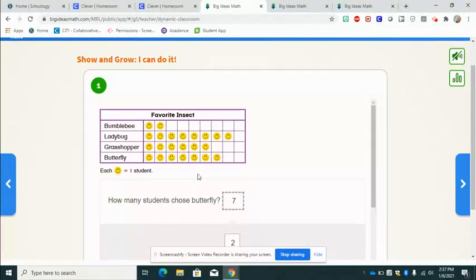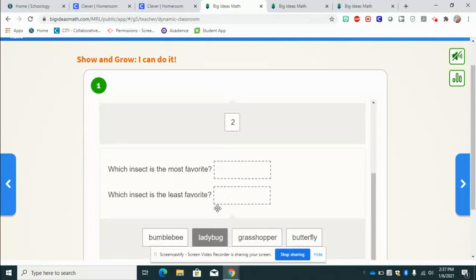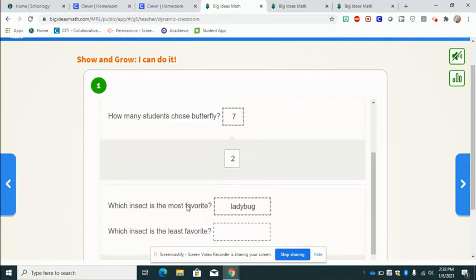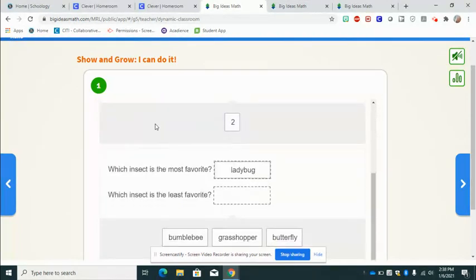Which insect is the most favorite? So we're going to look back at our chart and see which one has the most smiley faces. Ladybug has the most smiley faces. It has 1, 2, 3, 4, 5, 6, 7, 8. So Ladybugs is the most favorite. Which insect is the least favorite, and least means small, so which one has the smallest amount? Just by looking at the pictures, I can see that Bumblebee only has 2 smiley faces, so Bumblebee has the least amount.